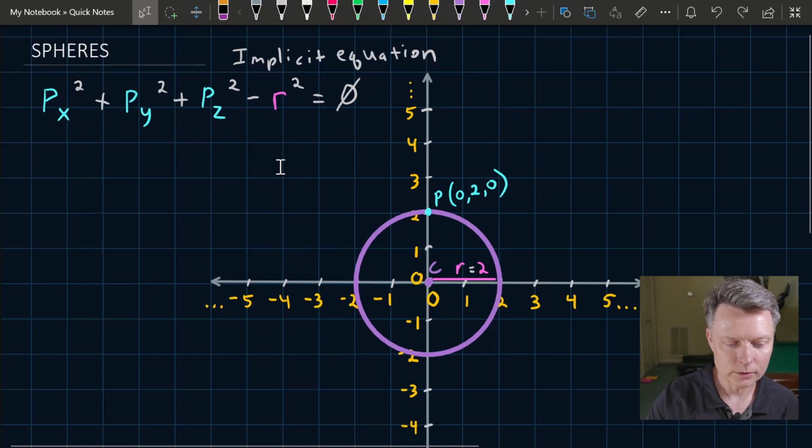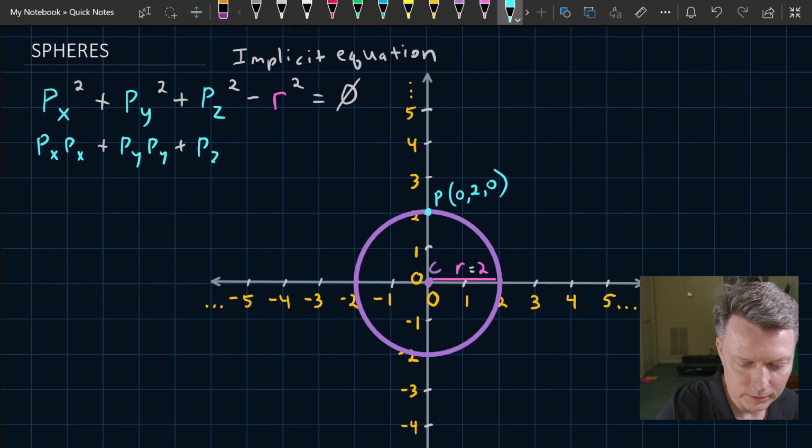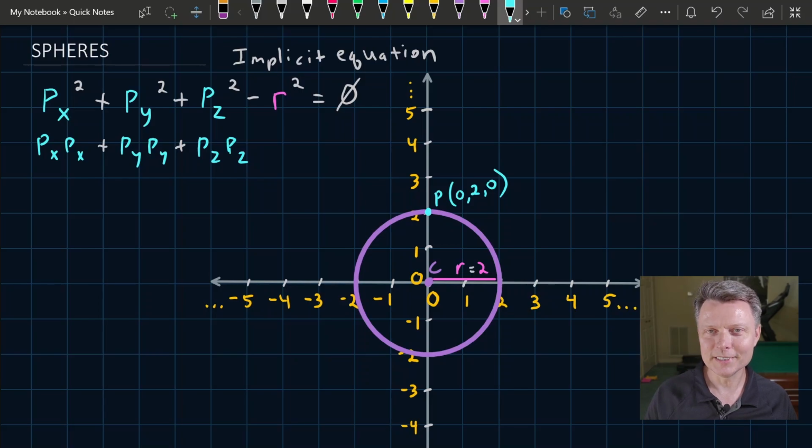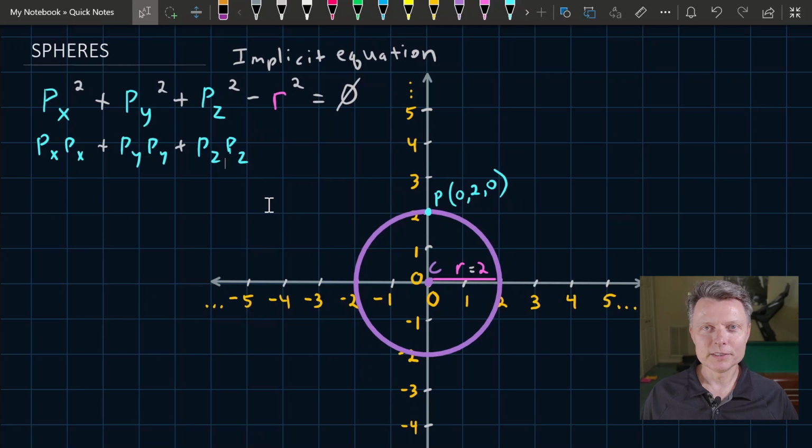And one quick side note is, take a look at this, px squared plus py squared plus pz squared. So that's like saying px times px plus py times py plus pz times pz. That looks familiar. Where have we seen that? That's kind of like taking the dot product of vector p with itself. So its x component times its own x component, plus its y component times its own y component, plus its z component times its own z component. And once again, we see the dot product of a vector with itself crop up in the most unlikely place. So it turns out that when you implicitly define a sphere in 3D, it's kind of like taking the dot product of the point that you choose with itself.